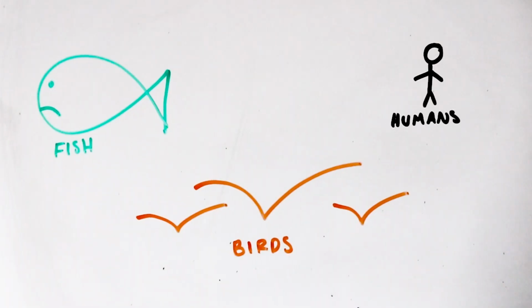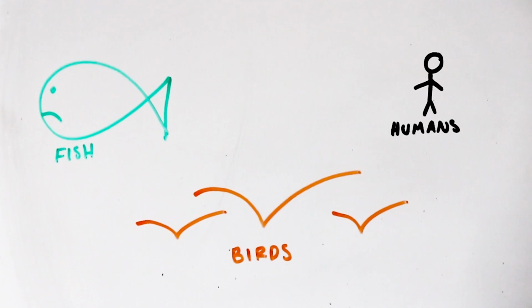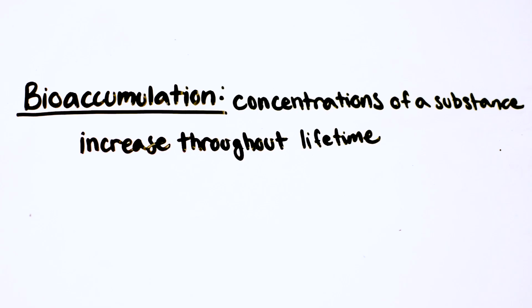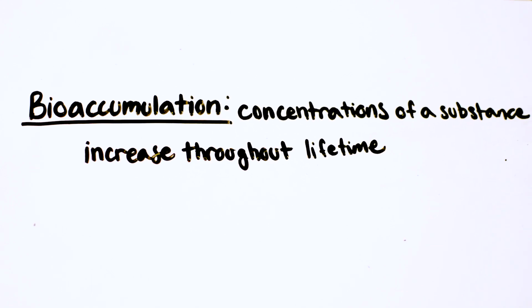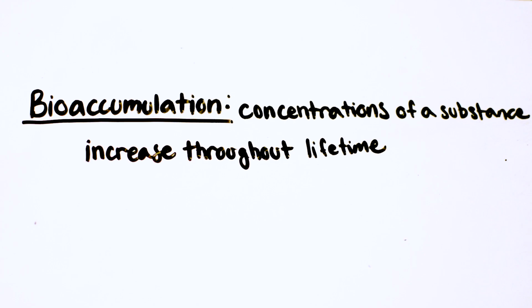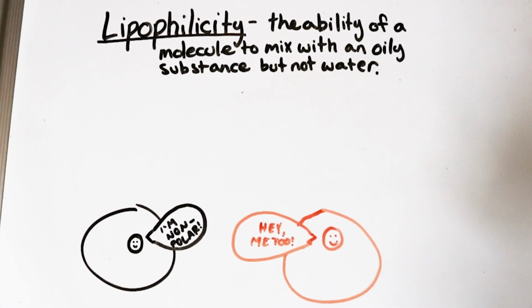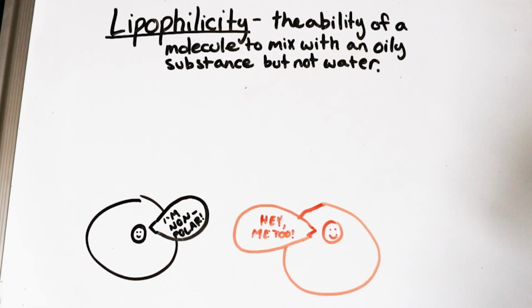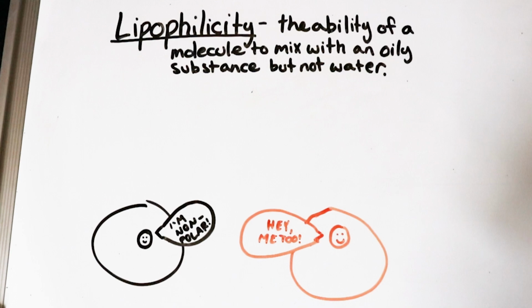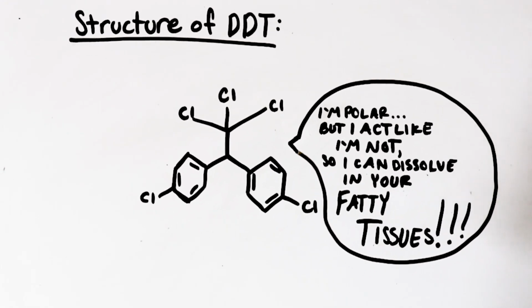When marine animals, birds, and humans ingest this chemical, it bioaccumulates in the fatty tissues of our bodies because it has something called lipophilicity. Bioaccumulation is when a substance is rarely excreted and concentrations of it in our bodies tend to increase throughout our lives. Lipophilicity is the ability of a molecule to mix with an oily substance but not water. Substances that have this property are nonpolar, and even though DDT is technically a polar molecule because of its structure, it acts like a nonpolar molecule.